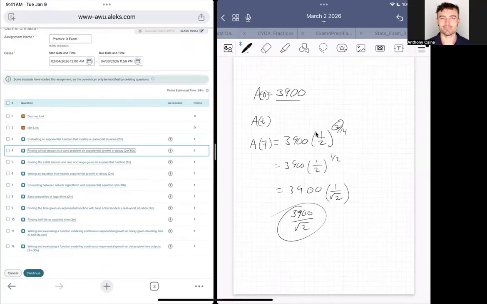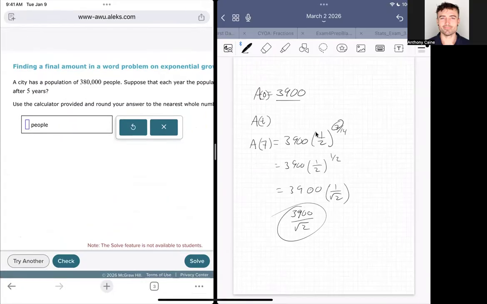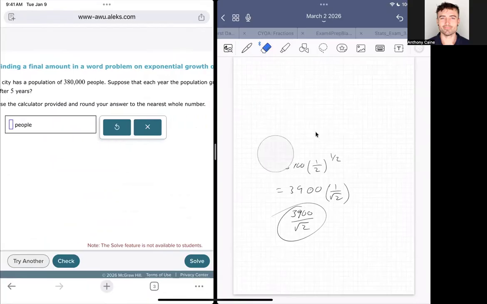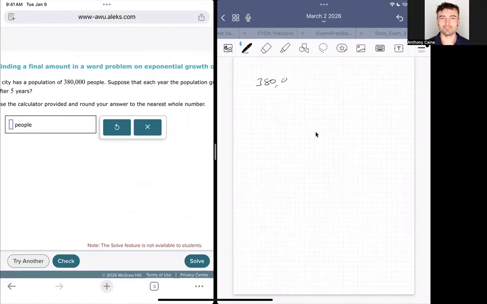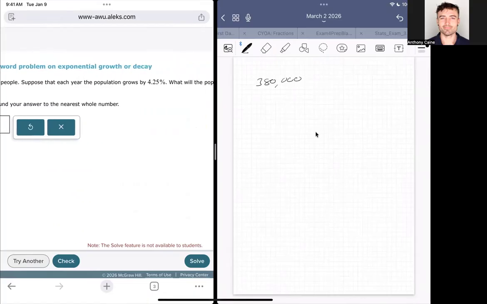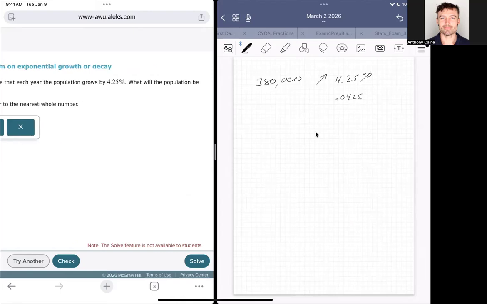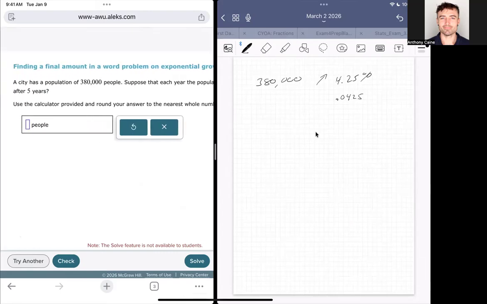All right, fine. The second type of problem is finding the final amount. So here we are. The city has a population of 380,000 people, and each year the population grows by 4.25%, better known as 0.0425, as if it was just a number. What will the population be after 5 years?